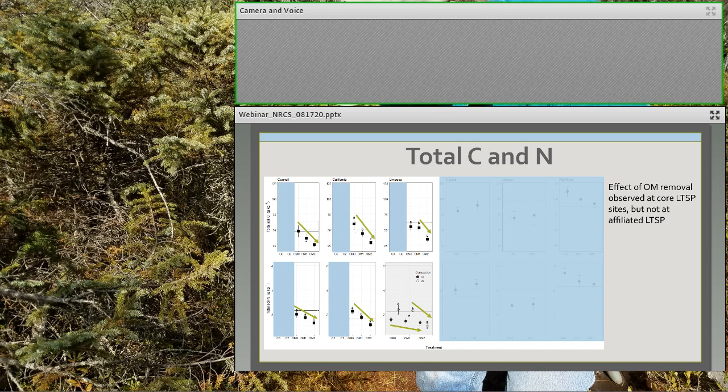Within the results of total soil carbon and nitrogen, we observed a significant effect of organic matter removal at the core LTSP sites, where total carbon and nitrogen tended to decrease with increasing organic matter removal. We did not see a significant effect of organic matter removal at the affiliated sites, although Fall River did show a similar trend.